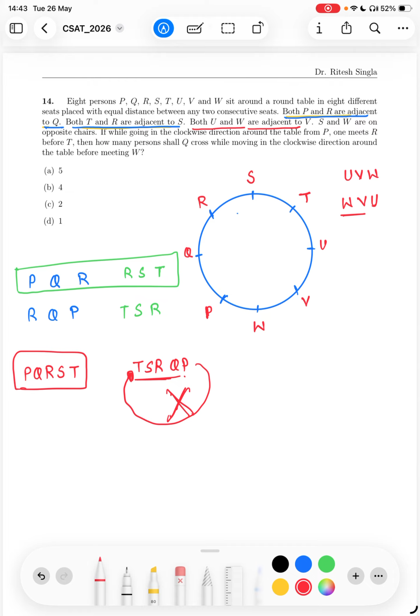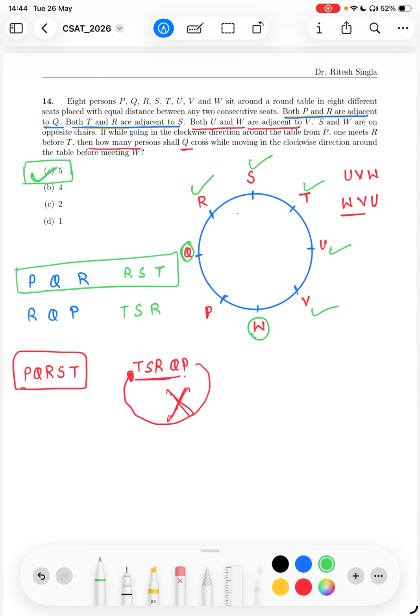The question is asking how many persons Q shall cross. So it is asking about this Q. If we start from Q, while moving in the clockwise direction around the table before meeting W. So Q starts here, and wants to reach W. We are asking how many persons are there in between. So it is 1, 2, 3, 4, 5. So in between there are 5 persons if we start from Q and want to reach W. So option A is the correct answer.